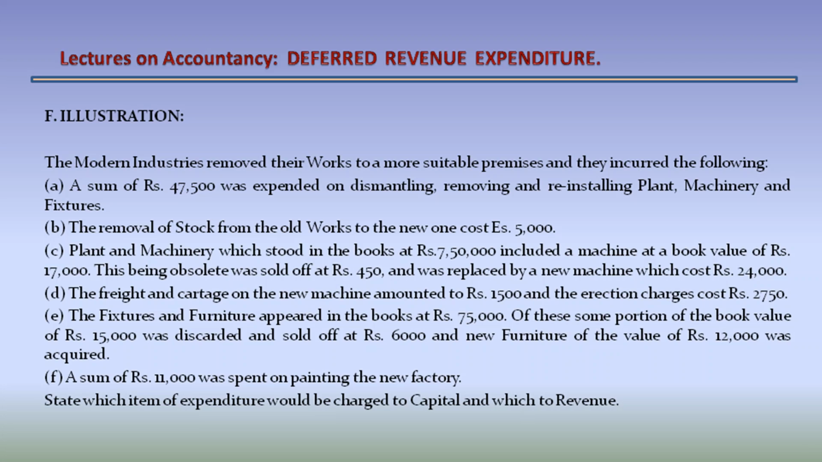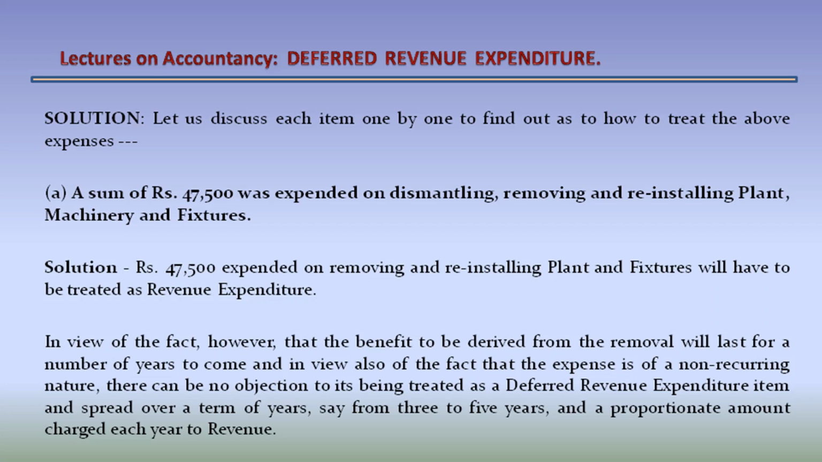E. The fixtures and furniture appeared in the books at 75,000. Of these, some portion of the book value, rupees 15,000, was discarded and sold off at 6,000, and the new furniture of the value of 12,000 was acquired. F. A sum of 11,000 was spent on painting the new factory. State which item of expenditure would be charged to capital and which to revenue. Solution. Let us discuss each item one by one to find out how to treat the above expenses.